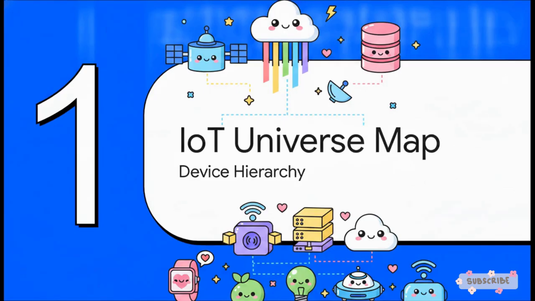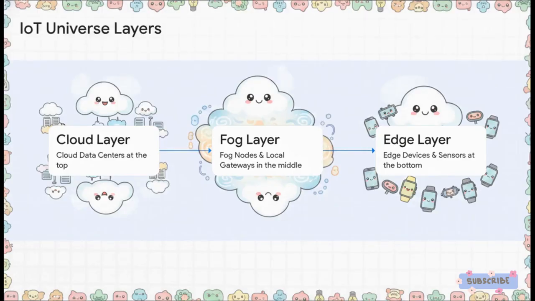Section 1, Map of the IoT Universe, Establishing the Hierarchy of Devices. Before we can talk about how the data moves, we first really need to understand the three core layers where our devices actually live and operate. Think of the whole IoT setup like a giant three-tier pyramid. Down at the very bottom, we have the things, right? Your edge devices and sensors operating right on the fringe of the network.